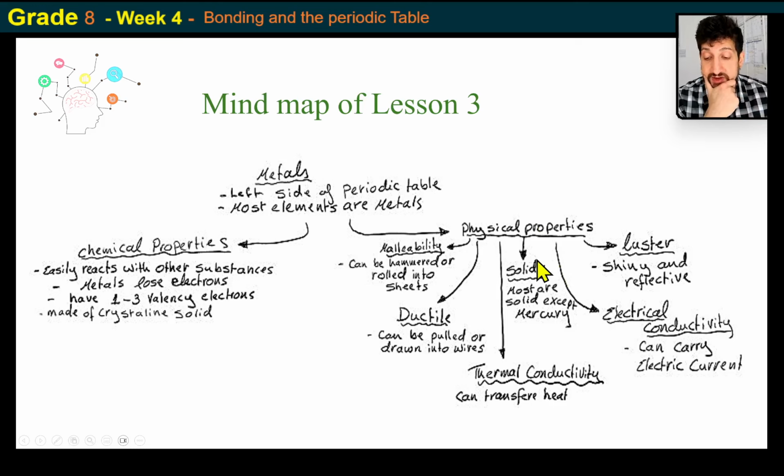Physical properties of metals. They are malleable, so they can be hammered into shapes. They are ductile, so they can be pulled into wires. They have thermal conductivity, so they can transfer heat. They are solid, except for mercury, and gallium has a low melting point, but it's still a solid. They are lustrous, so they're shiny and reflective. And they are conductive of electricity, so they can carry electric current.